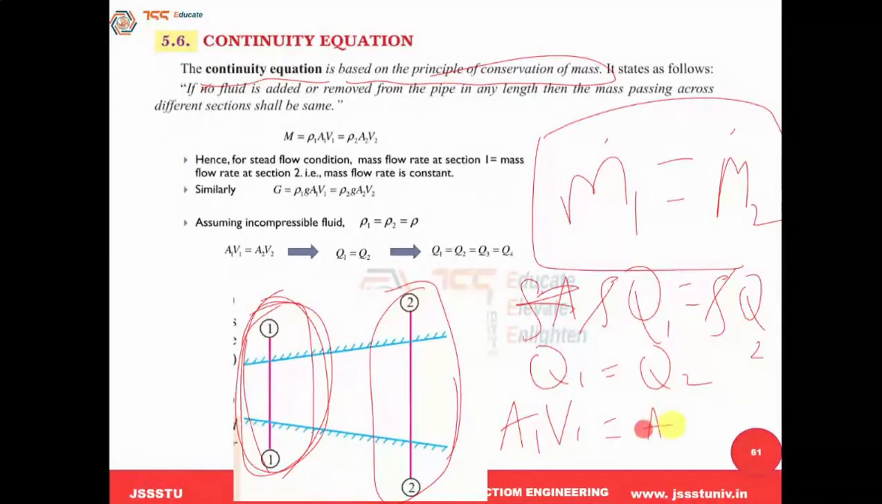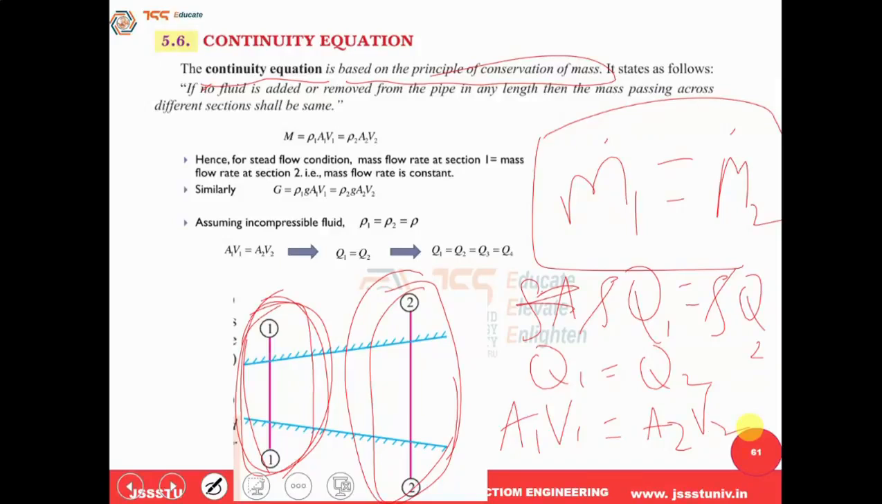At section 2, the area of that section and the velocity at section 2. That is called A1 V1 equal to A2 V2. This is the very famous equation, which we call the continuity equation. In case of incompressible fluid, it is A1 V1 equal to A2 V2. In case of compressible fluid, obviously the density will change. Then rho 1 A1 V1 equal to rho 2 A2 V2. This is what we are going to use in the entire problems on fluid mechanics. Got it?